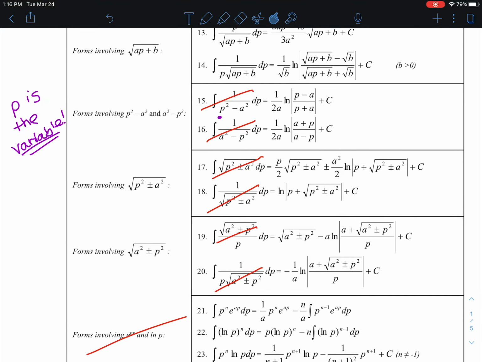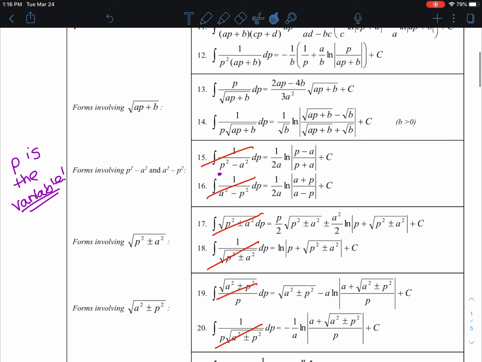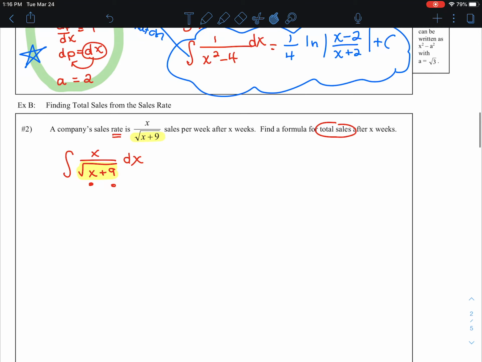I'm looking for just a p in the denominator under a square root. Pretty confident here that this is a pretty good match. You'll notice in the numerator there's also a p, and that's what we have here. We had an x in the numerator here. So I'm going to go with formula number 13, and I'm going to write formula number 13 down.